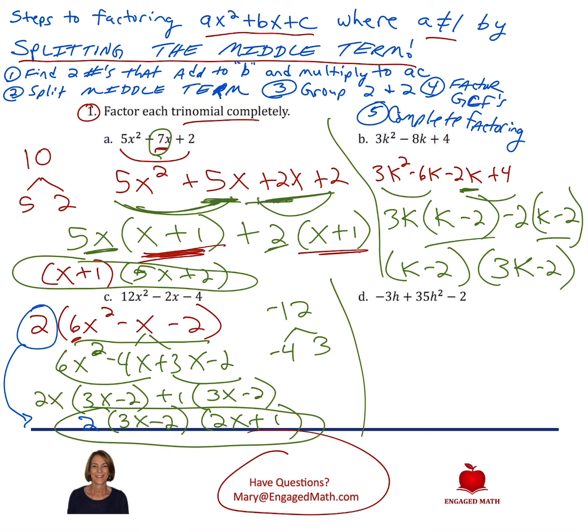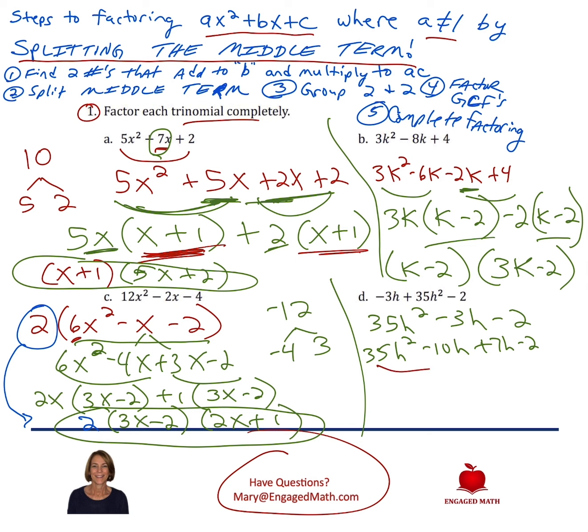Okay, let's go to D. So for D, I'm going to rearrange it so it's in standard form, 35h squared minus 3h minus 2. When we multiply 35 times negative 2, we get negative 70, so that's A times C. We have to add to negative 3, so it's going to be a negative 10 and a positive 7. And we now have 35h squared minus 10h plus 7h minus 2. I'm going to get rid of this extra little bit right here, simply because we already know which numbers work.